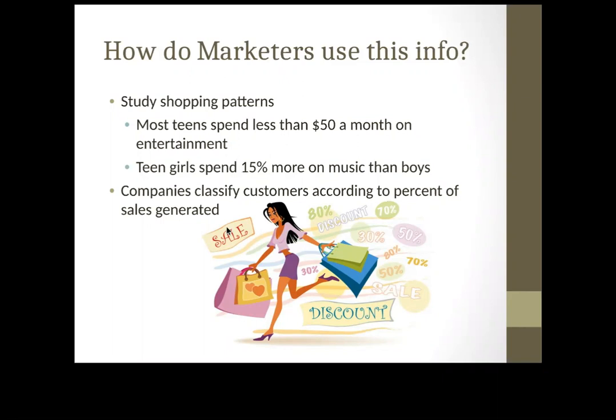If we're selling to people who had more income that they could spend on entertainment, well, maybe we wouldn't need to worry so much about it. But then it says here that teen girls spend more money on music than boys, and so forth. So there's all kinds of ways to classify people based on geography, behavior, geographic, and psychographic.